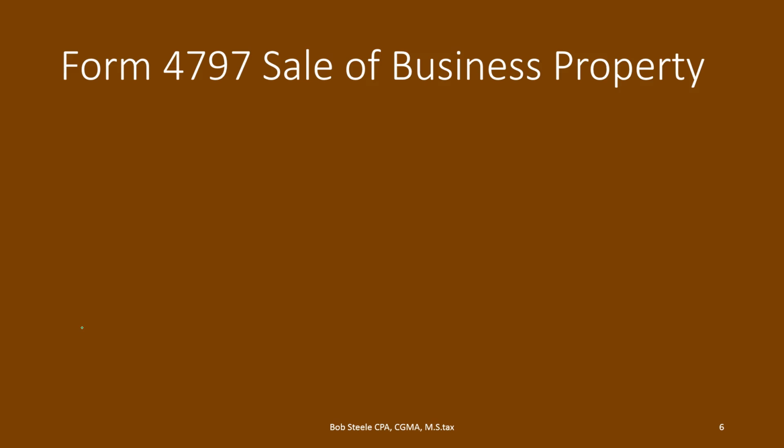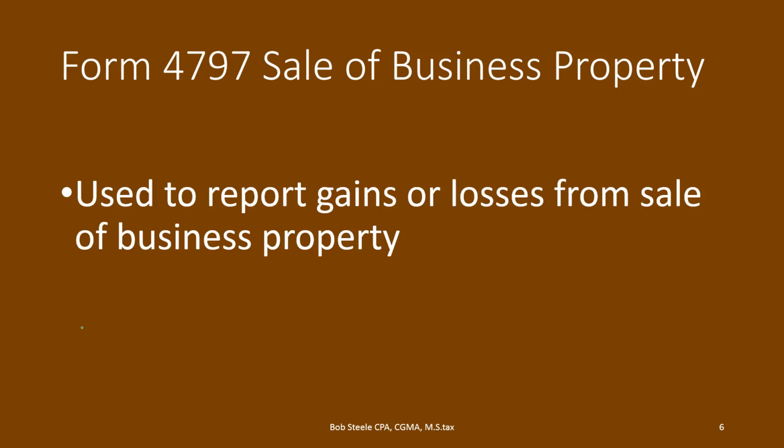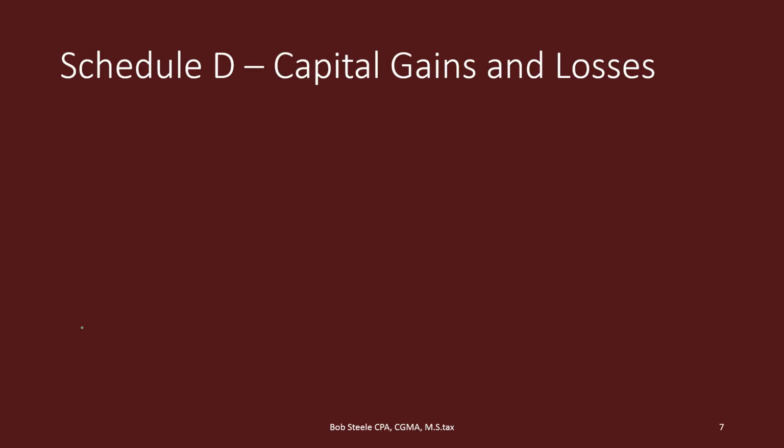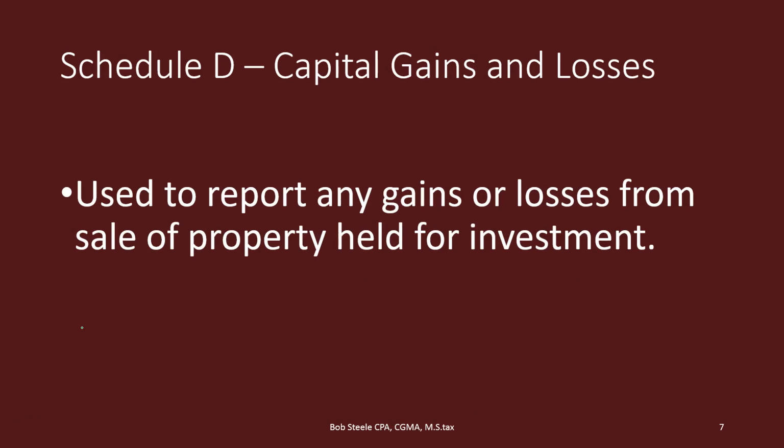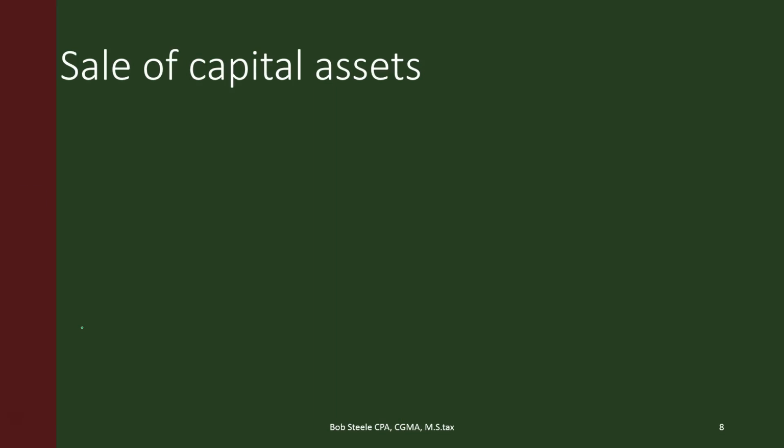So, Form 4797, sales of business property. This form is used to report gains or losses from the sale of business property. Business property will be treated slightly differently than individual or personal property. Investment property will be on the Schedule D, so capital gains and losses will be on the Schedule D. So if we had the sale of stocks and bonds, it would be on a Schedule D, used to report any gains or losses from the sale of property held for investment.